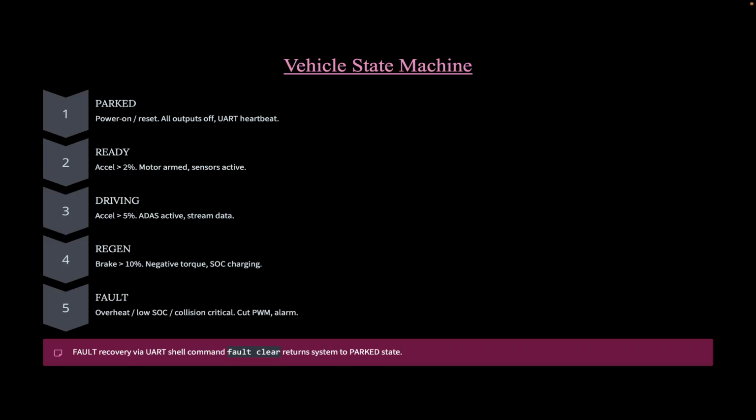Next is the driving state. In the driving state, the system is triggered when the acceleration is above 5%. Now it's finally active and the data will start streaming. When you vary the brake and accelerator, the values will be shown in the virtual terminal and the data transmission starts taking place.